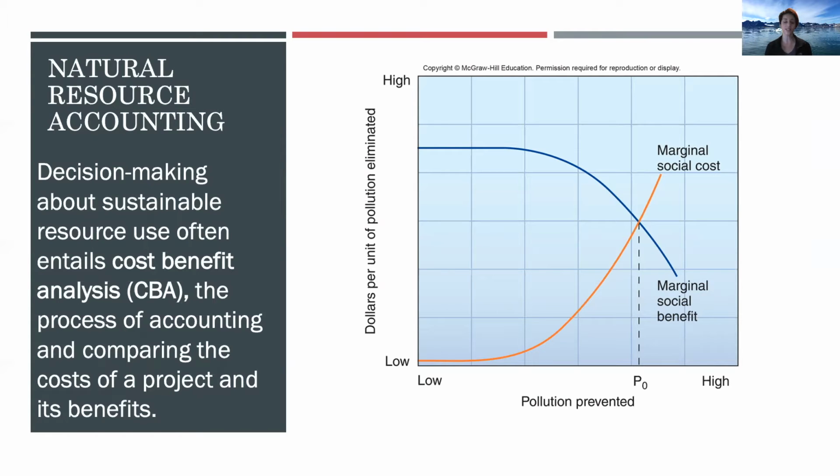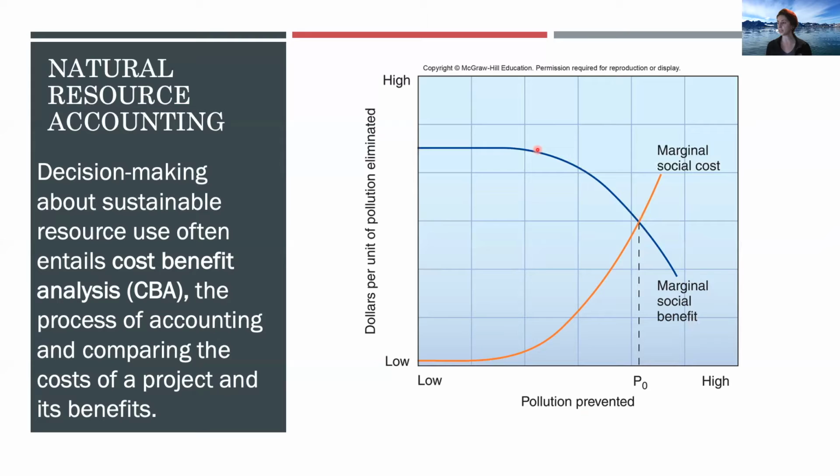There are a lot of decision-making tools available to us, but probably the easiest to conceptualize is a cost-benefit analysis. And this is simply the process of accounting and comparing the cost of a project and the benefits. So cost, benefit, compare. Does it make sense that we're going to actually have more benefits than costs? Okay, let's move forward. Are there more costs than benefits? Okay, let's not do that thing.